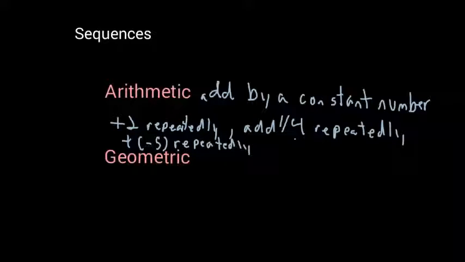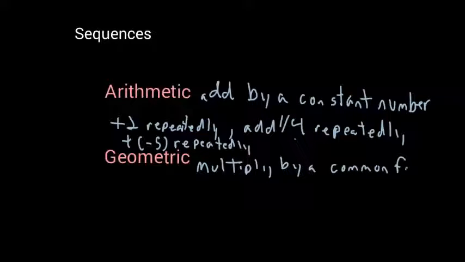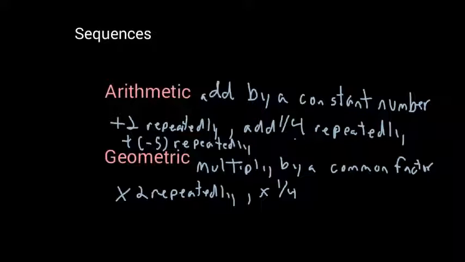For geometric, you have to multiply by a common factor. So just like our arithmetic, we can multiply by 2 repeatedly. We could multiply by 1/4 repeatedly. That means our number is going to be getting smaller because we're multiplying by a fraction. You're not actually dividing, you're multiplying by a fraction.